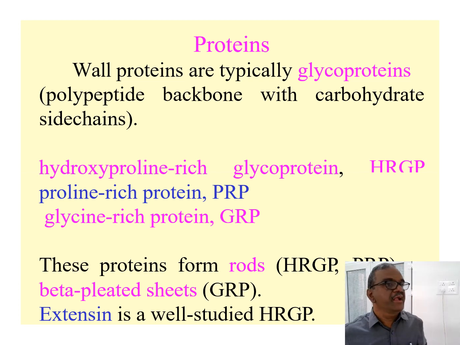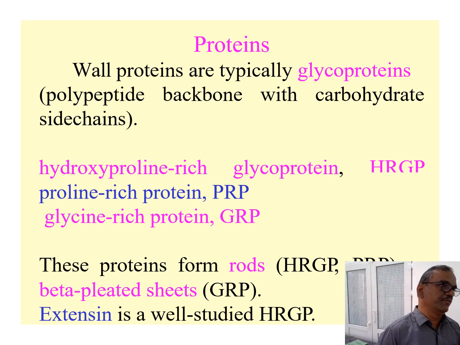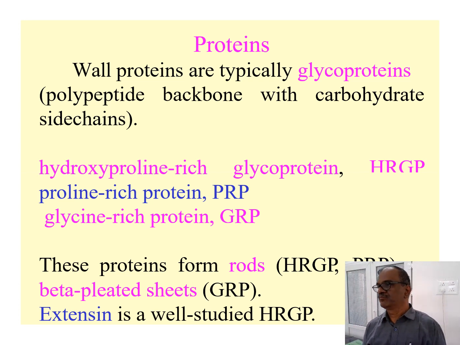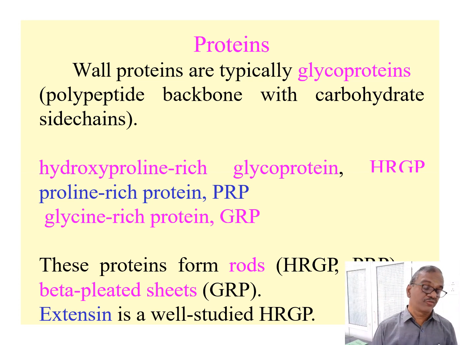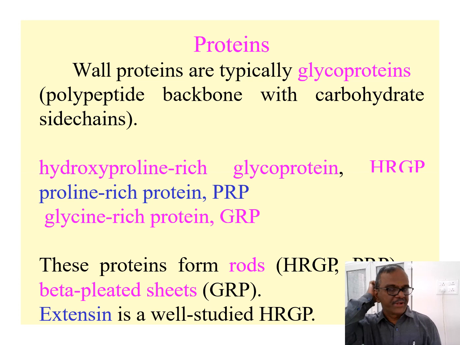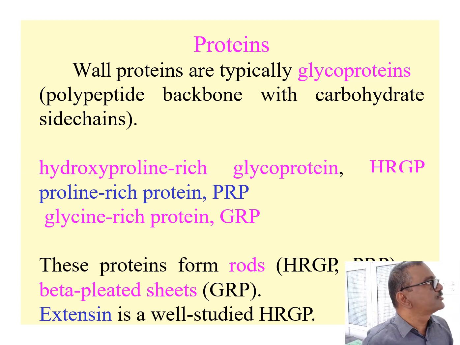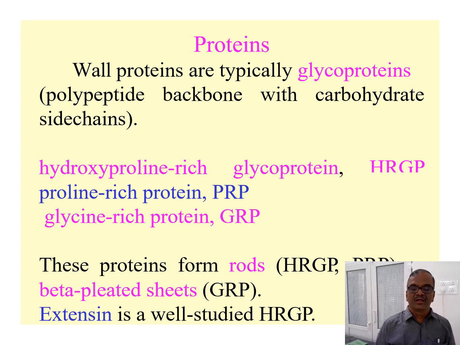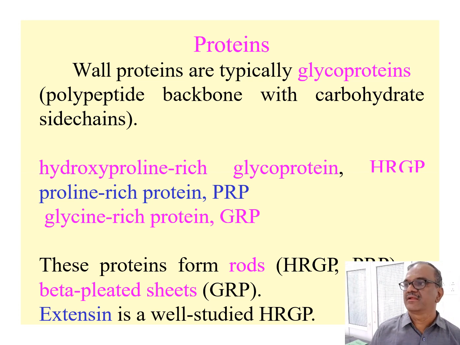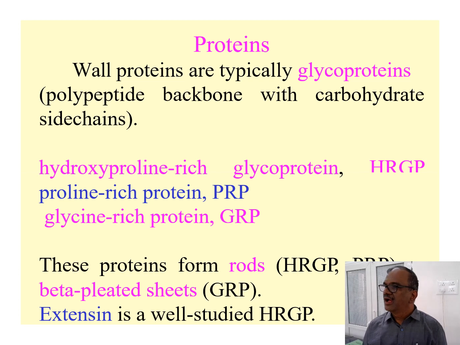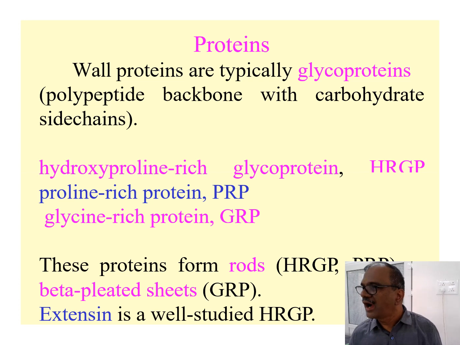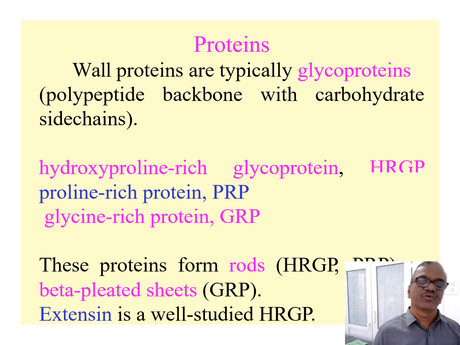In that there are three types of glycoprotein that are important. First one is hydroxyproline rich glycoprotein, HRGP. Then proline rich protein. Then glycine rich protein. So what are they? They are all proline, glycine, and hydroxyproline amino acids. They are present in abundance in that particular protein, so we are calling it proline rich, glycine rich or hydroxyproline rich.